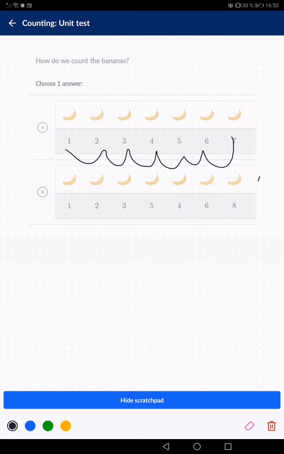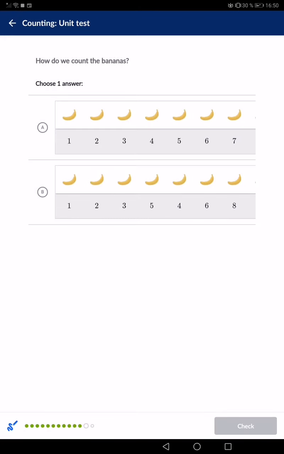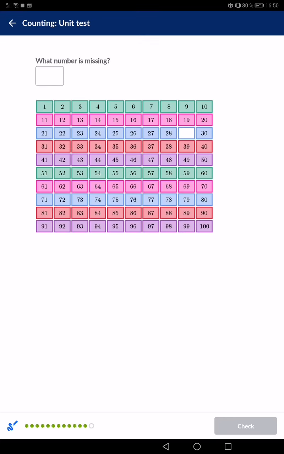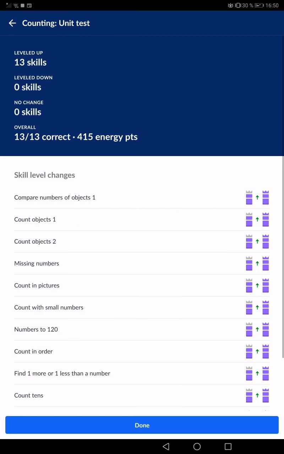This makes sense. Why does this not make sense? Because if the order matters, and this is not an order, this should be changed. This is not a valid counting sequence, but A is. What number is missing? It's 29. Hooray, we're done.